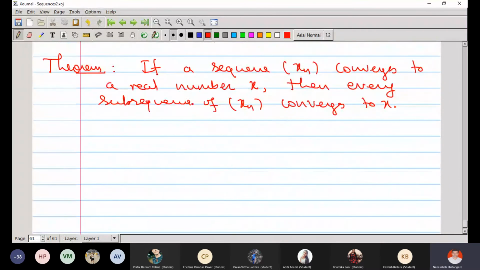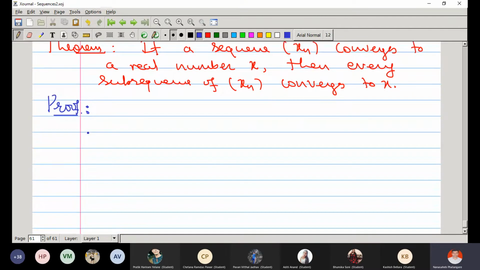What does the statement of the theorem say? If the sequence xn is convergent and it converges to x, you choose any subsequence, that subsequence must converge to the same number x. Same number x. No choice. Is the statement clear? Yes, sir. Fine. The importance of this theorem we'll discuss later, after the proof.